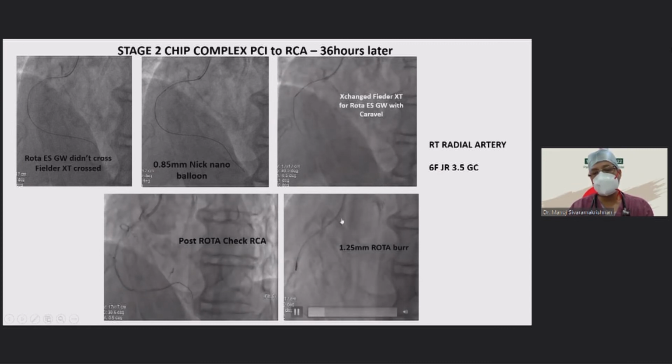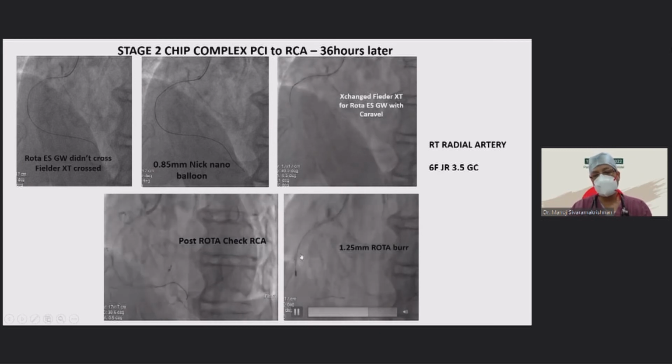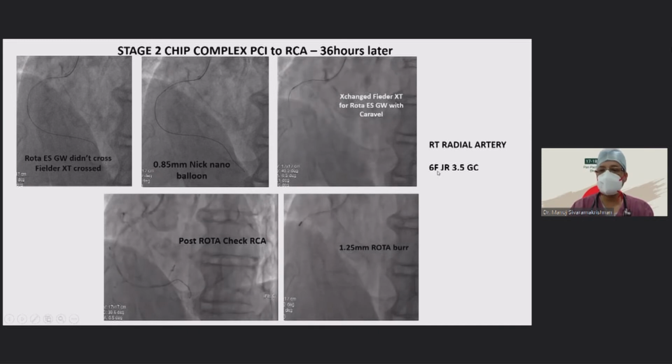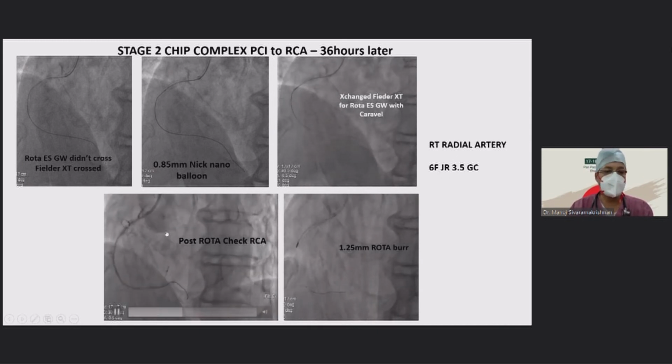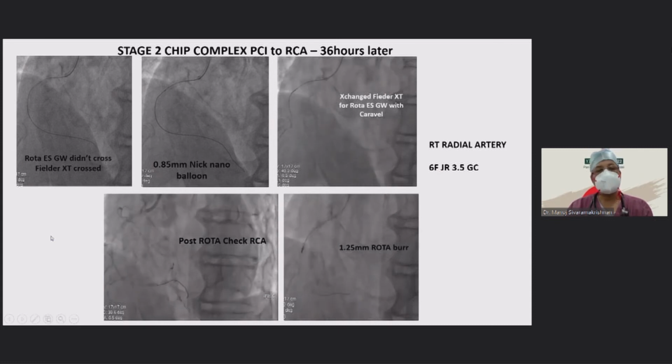Subsequently, rotablation was done from the ostium of the RCA to the mid RCA with a 1.25 burr with a Judkins JR 3.5 guide catheter through a right radial access approach, and post rotablation check showed no dissection, flap or perforation, and reasonable luminal gain.